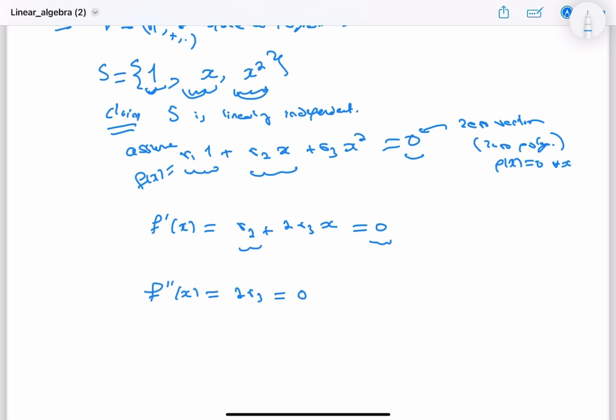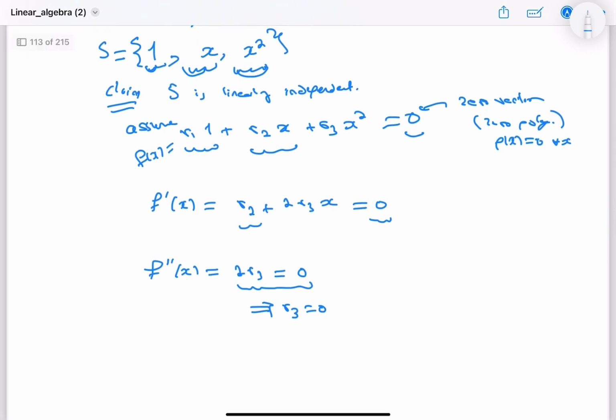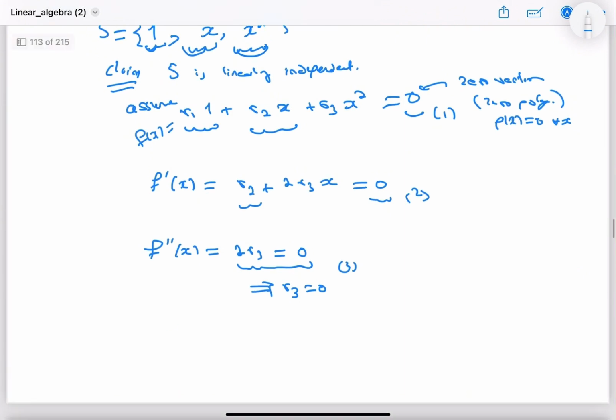Okay, so 2r3 is equal to 0. This implies what? This implies that r3 is equal to 0, dividing both sides by 2. So let's enumerate. Let's call this equation 1, equation 2, equation 3. So now plug r3 equals 0, because we just proved that, in equation 2.